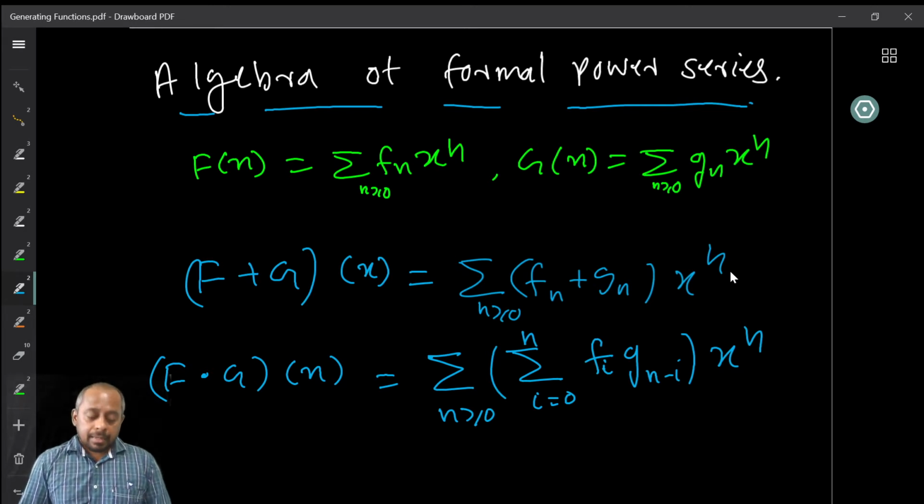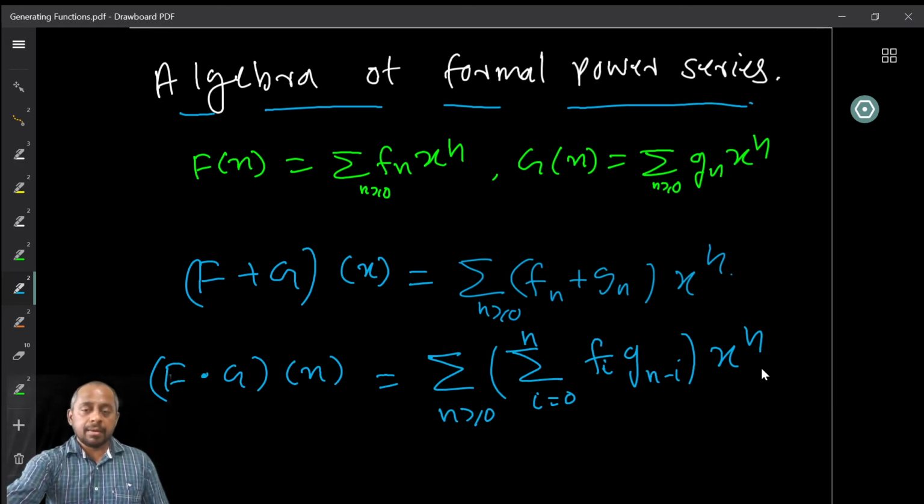Now you can define the product, which is a convolution. So the product of two power series f and g is summation n greater than or equal to 0, summation i equal to 0 to n, fi into gn minus i, x raised to n. Now why is this defined to be the product, right? Because if you look at the expanded series, and take the product, you see in how many ways you are going to get x raised to n and what the corresponding coefficients are, right?